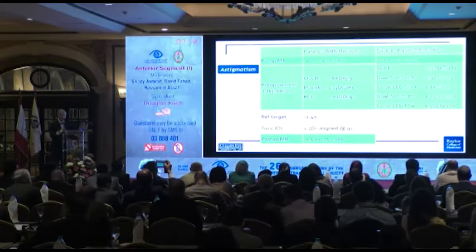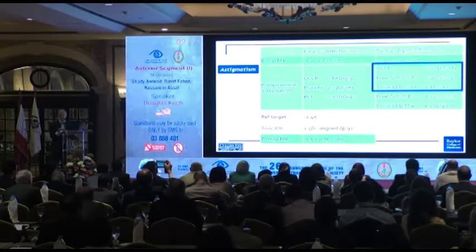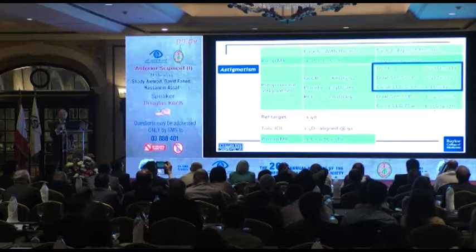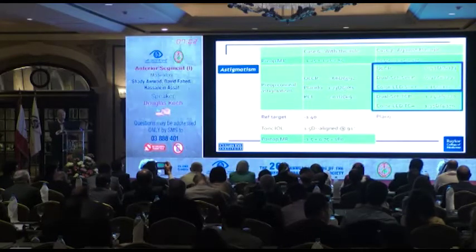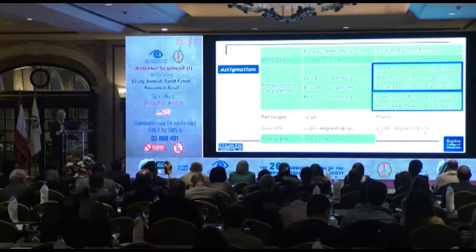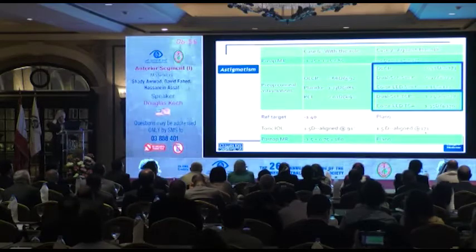These are the anterior corneal readings here. They're all about a diopter against the rule. This is the Galilei, 1.24. This is the Cassini, 1.35, showing that there's more astigmatism. So the target was plano. I put again a 1.5 diopter lens aligned at 171, and the patient ended up plano.